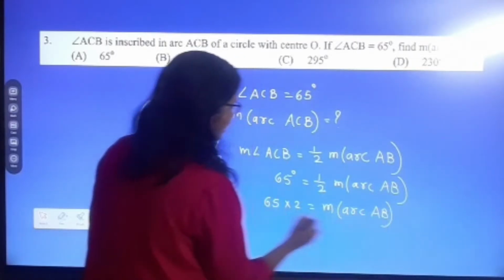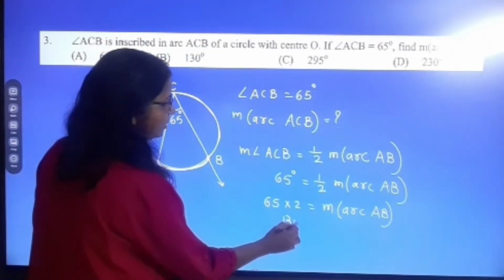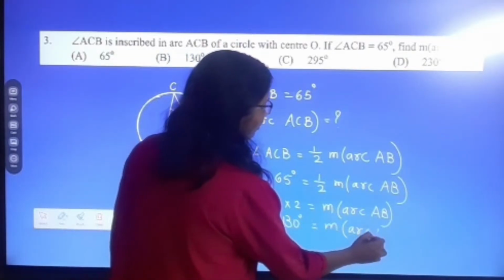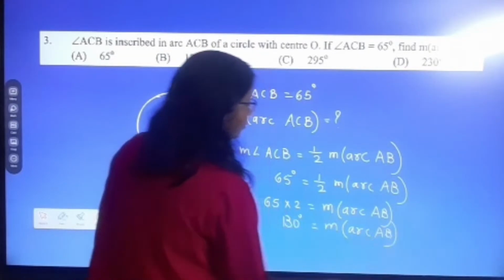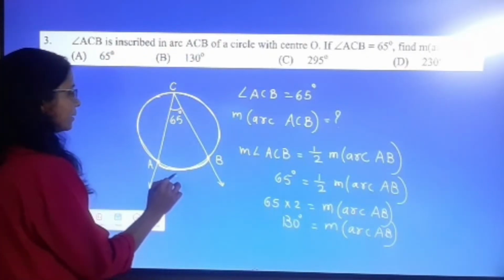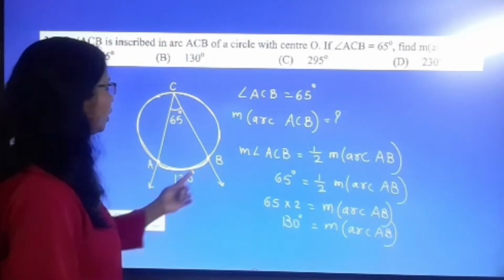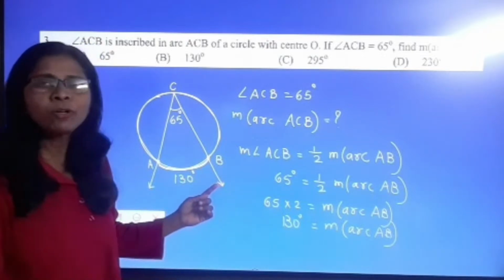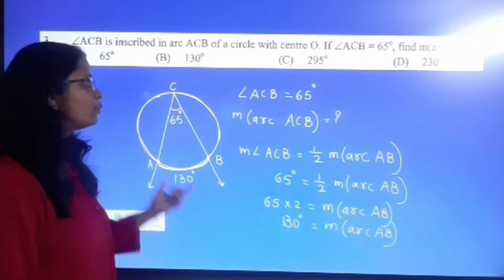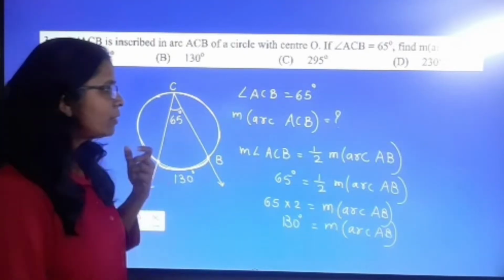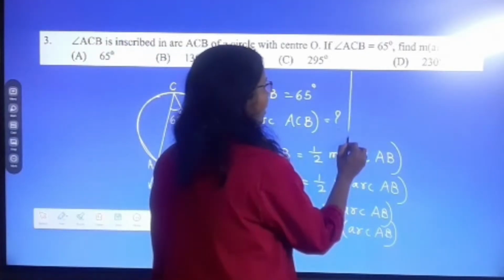Okay, so now here 65 multiplied by 2 means 130 degrees, which is equal to major arc AB. Okay students, we get this measurement of the arc, 130 degrees. But we do not want this measurement, we want the major arc ACB. So how can we find major arc ACB?